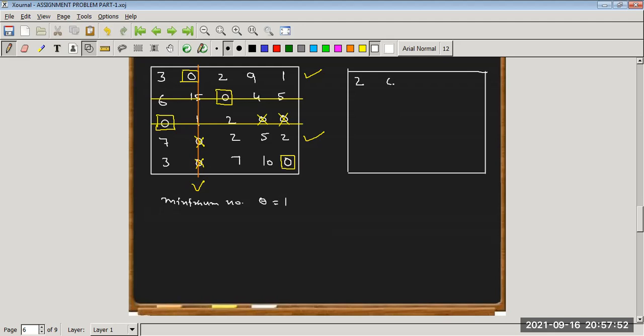0 remains 0, only one line is passing through it. 2 becomes 1. 9 becomes 9 minus 1, which is 8. 1 minus 1 is 0. 6 remains the same because one line is passing through it. But at 15 there are 2 lines passing through it, there is a plus sign, so we add this theta. What is theta? 1. So 15 plus 1 becomes 16. 0 remains 0, only one line is passing through it. 4 remains 4, 5 remains 5.